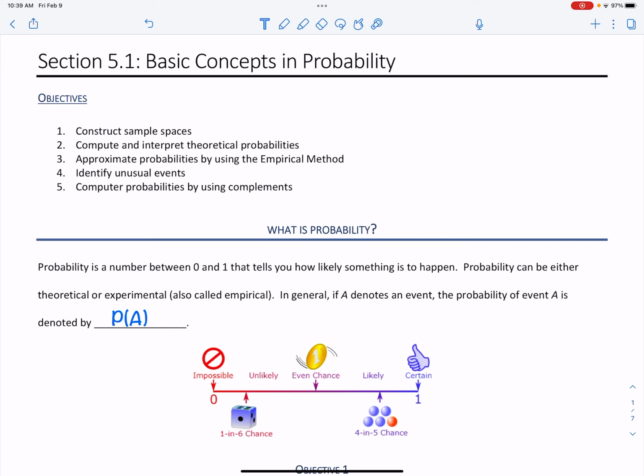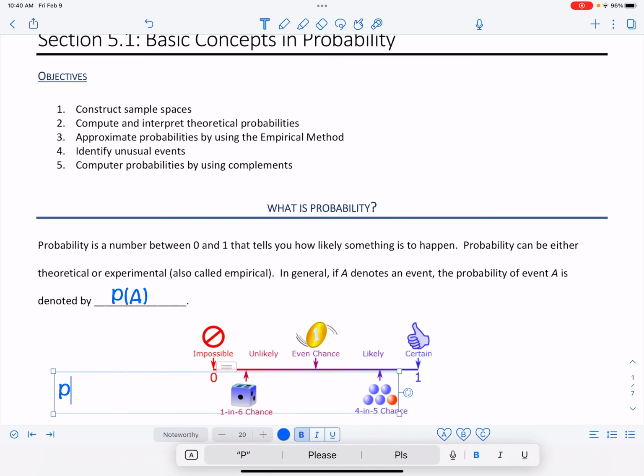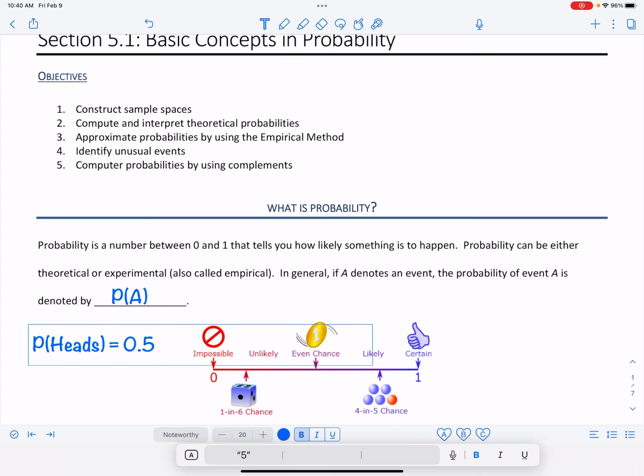Notation that you're going to see used here when we calculate probability is P, and then in parentheses, the event that you're looking at. Okay, so just to give you an example here, if I wanted to talk about the probability that a fair coin will come up on heads, I would write that capital P, heads in parentheses, and I would state that as a chance or a probability of 0.5.